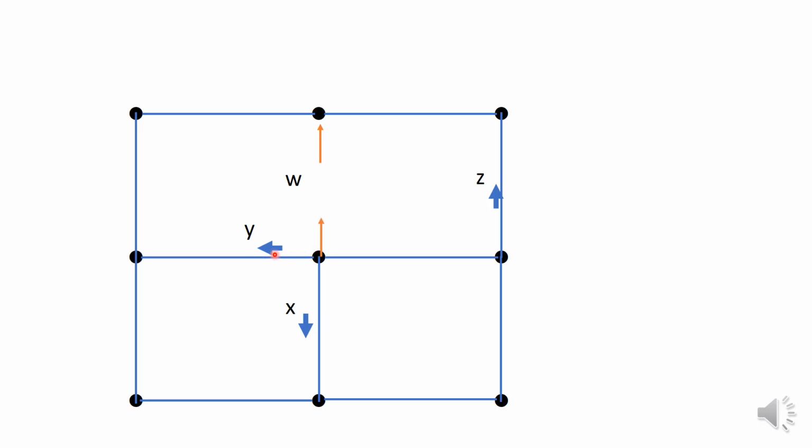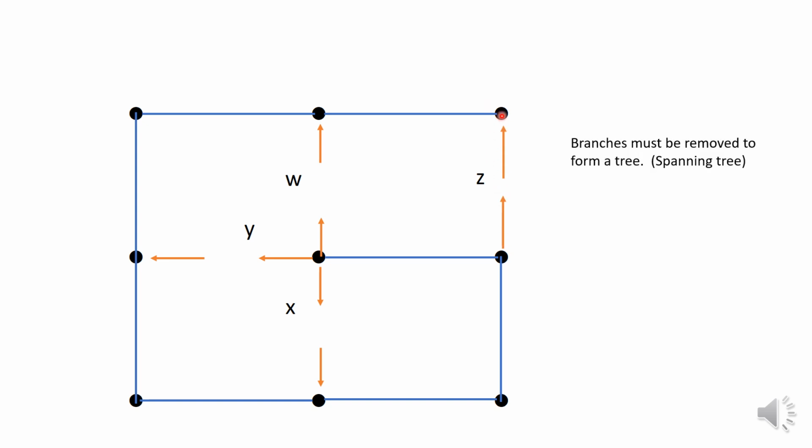Instead of a flow of Y along that branch, we remove the branch. Instead of a flow of X here, we remove the branch and replace it by an input of X here and an output of X here. Instead of the flow Y along this branch, remove the branch, replace it by a flow of Y in here and Y out here, and instead of Z along that branch, remove the branch, replace it by Z in and Z out at those nodes.